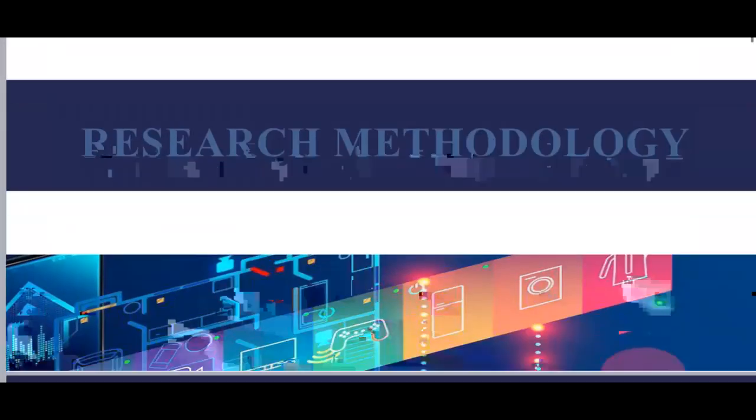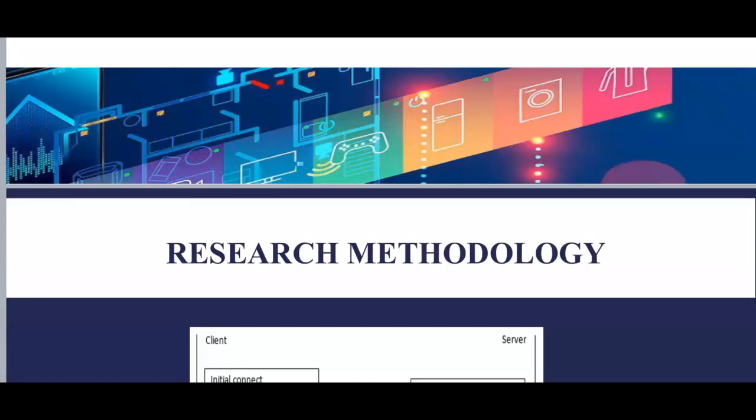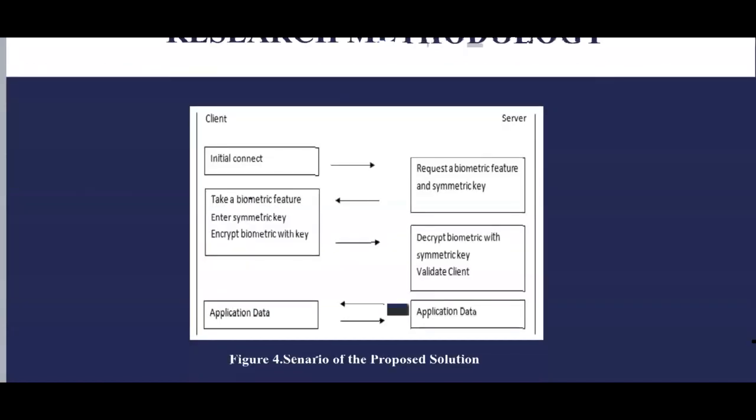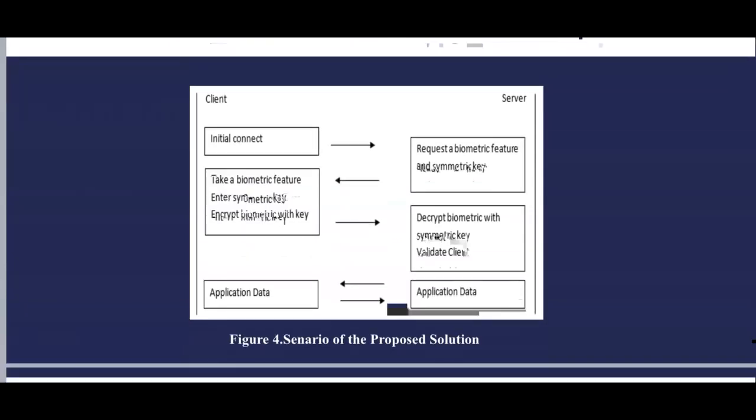This is the first figure that can explain the research methodology. We can see here the client and the server. The first step is the initial connection from client to server. Then the server requests a biometric feature and a symmetric key from the client. Then the client takes a biometric feature, enters the symmetric key, and encrypts the biometric with the symmetric key.